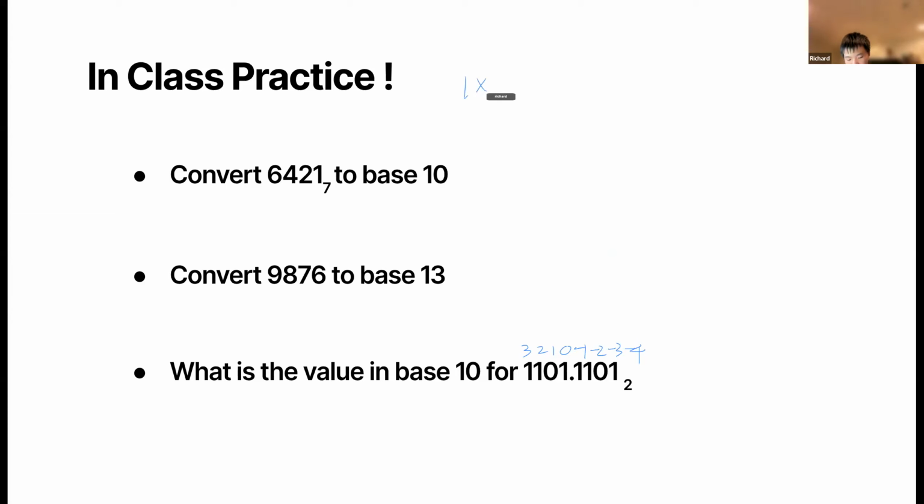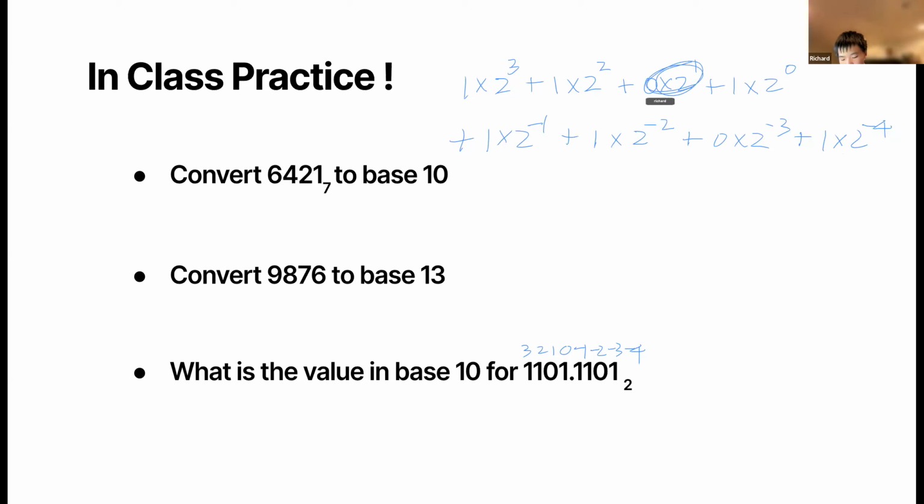So this is the same thing as 1 times 2 to the power of 3 plus 1 times 2 to the power of 2 plus 0 times 2 to the power of 1 plus 1 times 2 to the power of 0. And getting into the decimal part, 1 times 2 to the power of negative 1 plus 1 times 2 to the power of negative 2 plus 0 times 2 to the power of negative 3 plus 1 times 2 to the power of negative 4. The zeros you can ignore because they don't have any value. So this is 8 plus 4 plus 1.